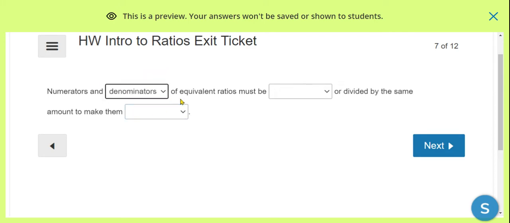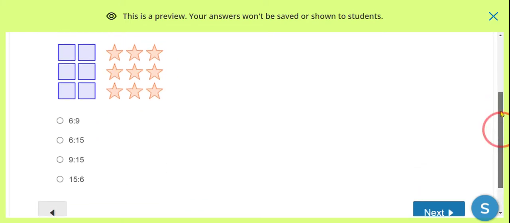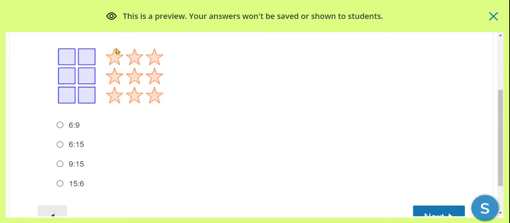The numerators and denominators must be multiplied or divided by the same amount to make them equivalent. The numerators, the top and bottom of the fractions, must be multiplied to make them equal. So the ratio of squares to stars. So we have 1, 2, 3, 4, 5, 6, and then stars, there's 9. So the ratio would be 6 to 9.